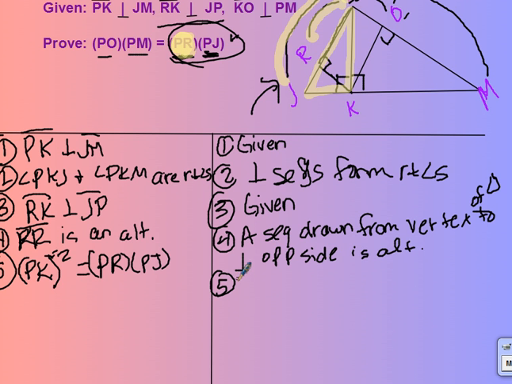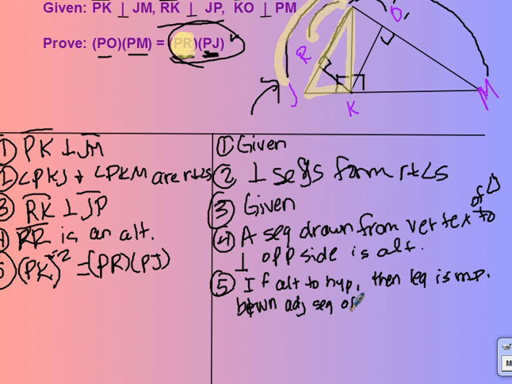Now we've got to talk about how to shorten this reason here. So let's go back up here. If altitude to hypotenuse, then the leg is the mean proportional between the adjacent segment of the hypotenuse and the hypotenuse. Okay, that's about as short as I can make it. There it gives you that, and then I've established this part of my proof.